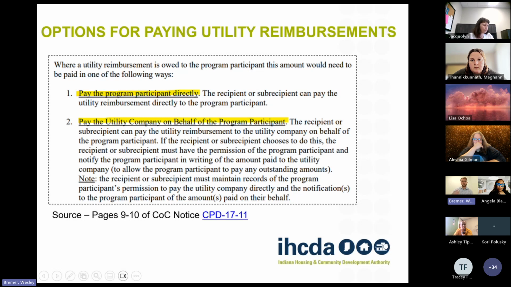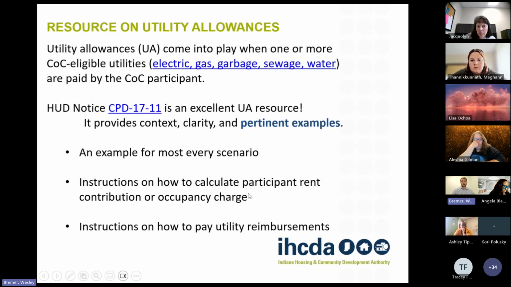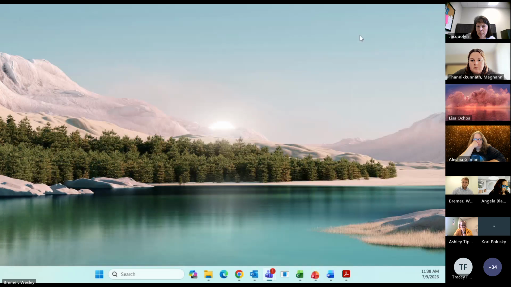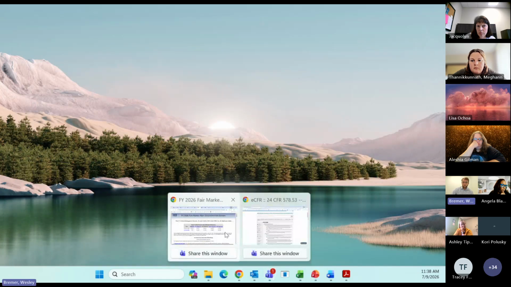You have to get the client's permission to pay directly to the utility company, and any payment you're making to the utility company, rightfully so, the client needs to be informed of that. So procedurally, this gets a little more complicated, but both, according to this CoC notice, are permissible. So I just want to highlight this resource and share with you what it has to offer.